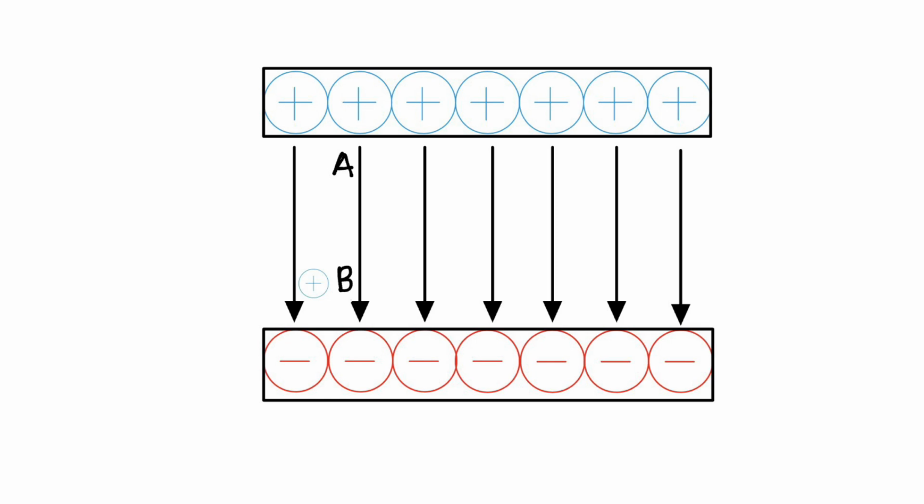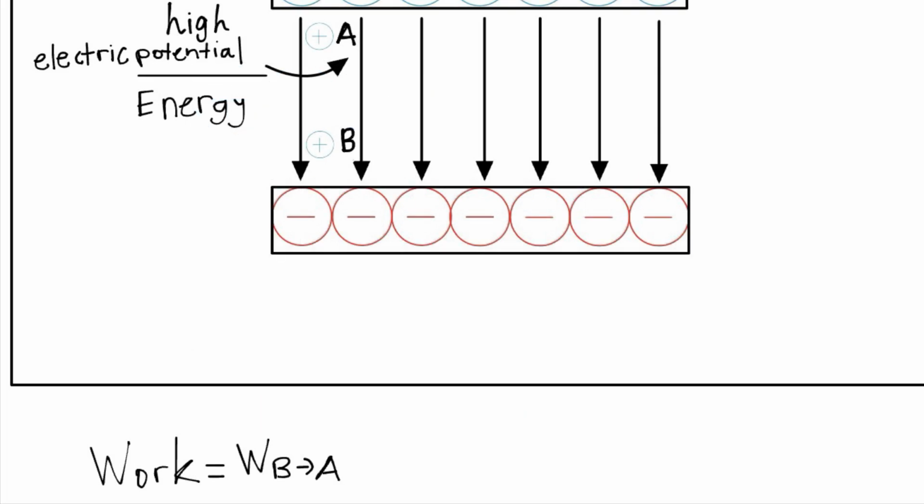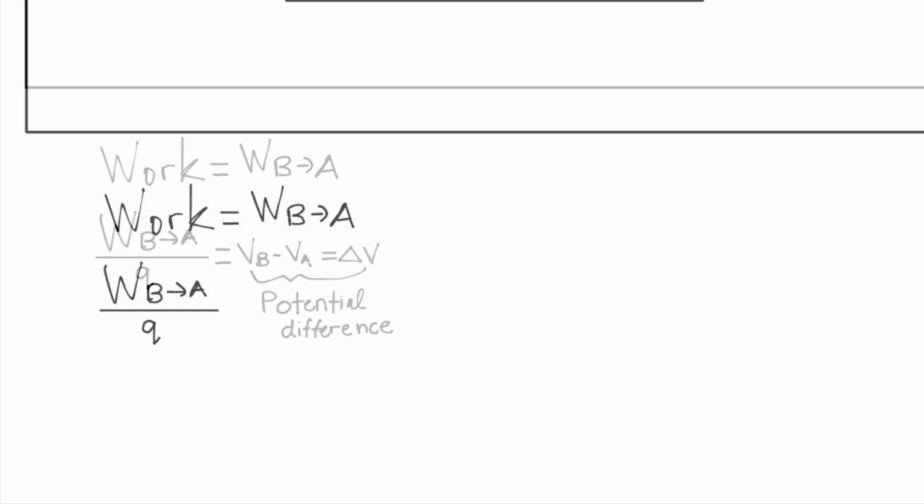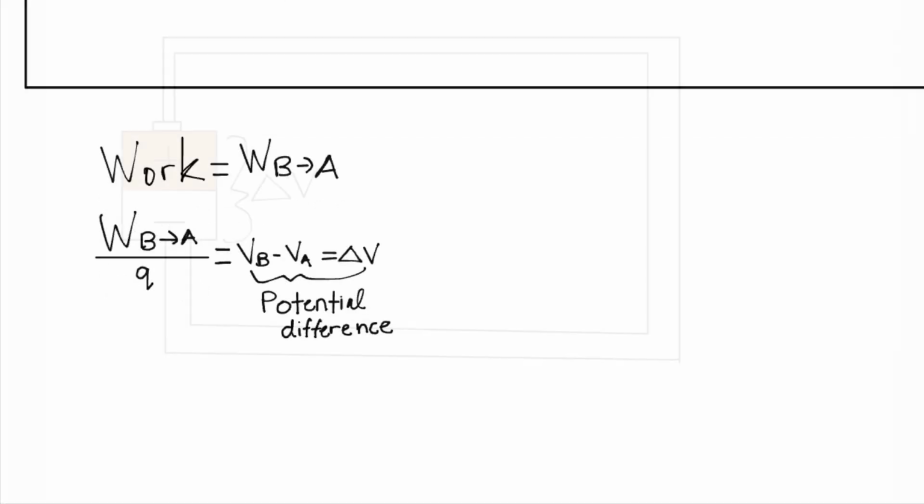Let's say we have a small positive charge that started at point B. The charge is happy here, so if we want to move it back to point A, we must do some kind of work on the particle. If we divide this quantity by the magnitude of the charge, we can call this potential difference or voltage.